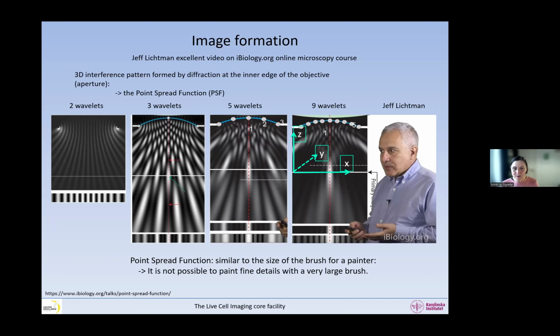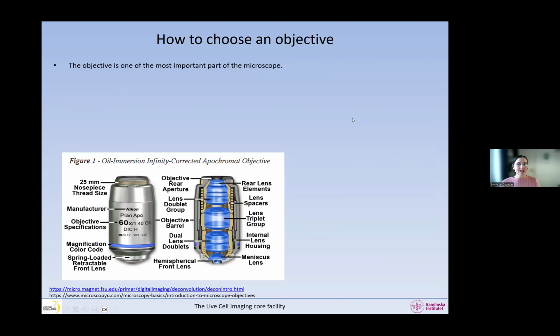The point spread function is a little bit like the brush for a painter. If you have a very, very big brush, you cannot paint a very fine painting. You have to have a small brush for that. So if we want to paint a very nice detailed painting of our sample, we have to have a small point spread function. So we try to do our best to reduce it as much as possible. But we can't reduce it forever because we're limited by the physics as well. But we try not to make it bigger than it should be. So let's see how we choose an objective.